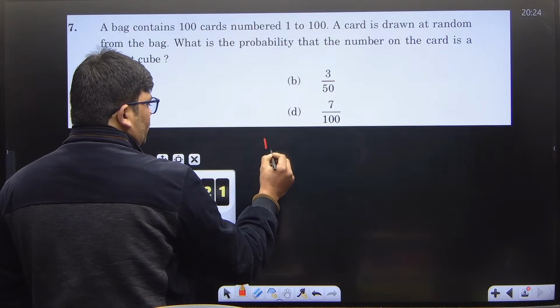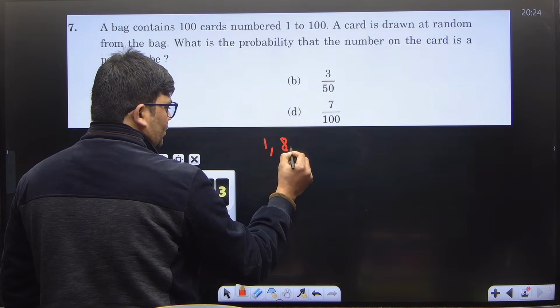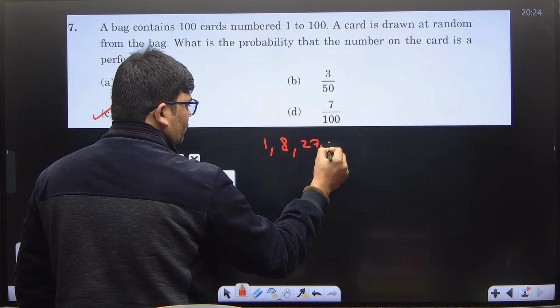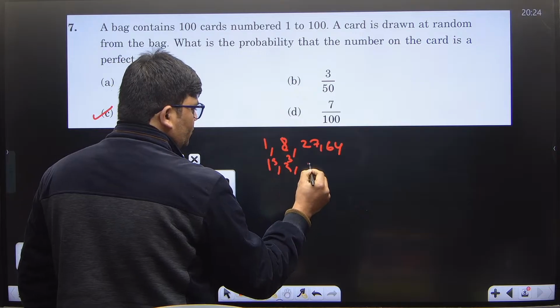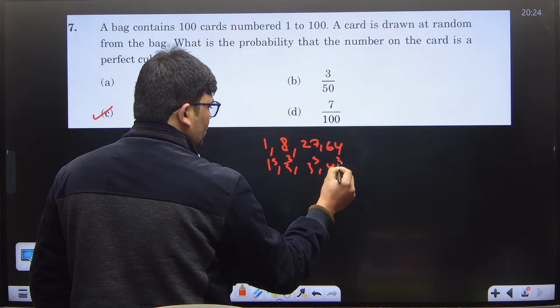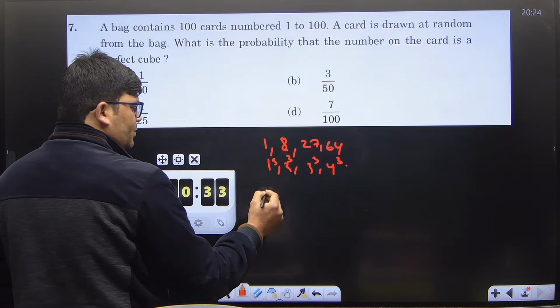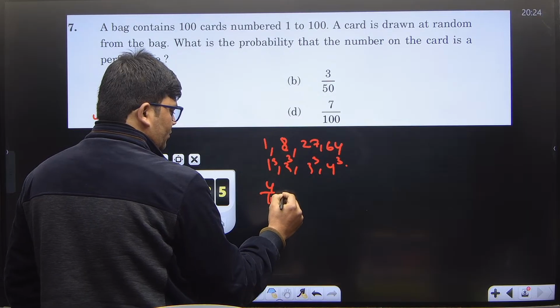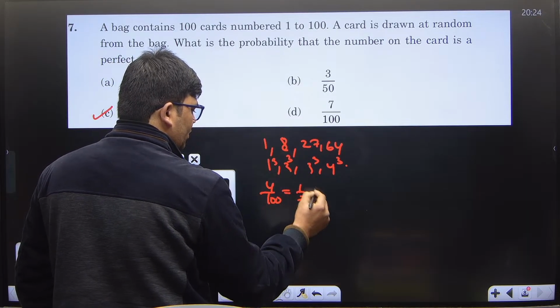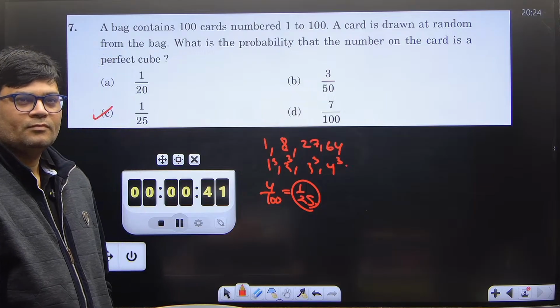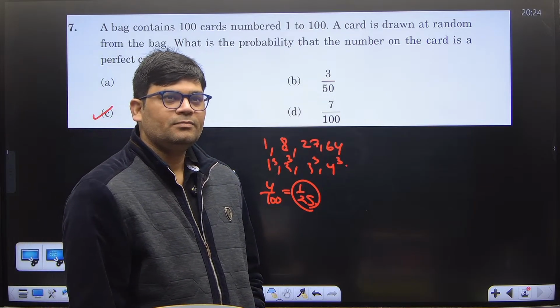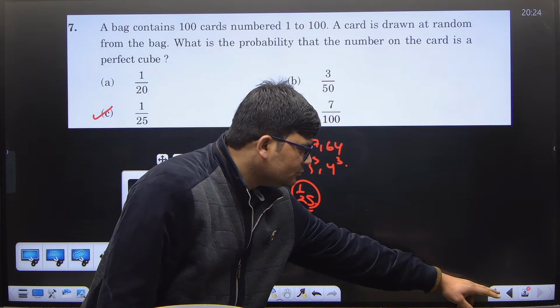So the perfect cubes are 1, 8, 27 and 64. This is for 1 cube, this is for 2 cube, 3 cube and 4 cube. So 100 numbers, so 4 by 100, which is equal to 1 by 25. Understood? Kabir, Anjana? Yes, sir. Yes, sir. Okay.